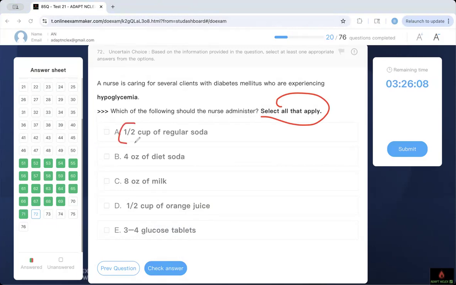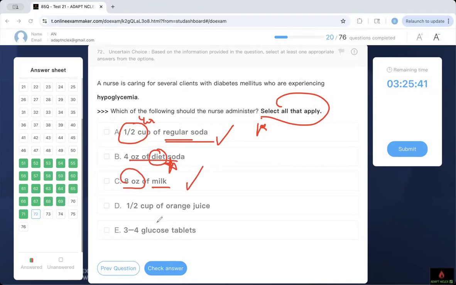Half a cup of regular soda will give them 15 grams, which is the same thing as 4 ounces, right? A diet soda, there's no sugar. Therefore, don't pick diet. Pick regular soda. Half a cup or 4 ounces. 8 ounces of milk will also give you the same thing, 15 grams of glucose.